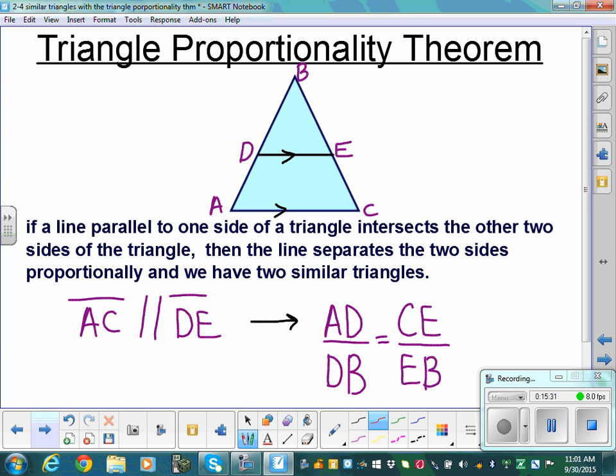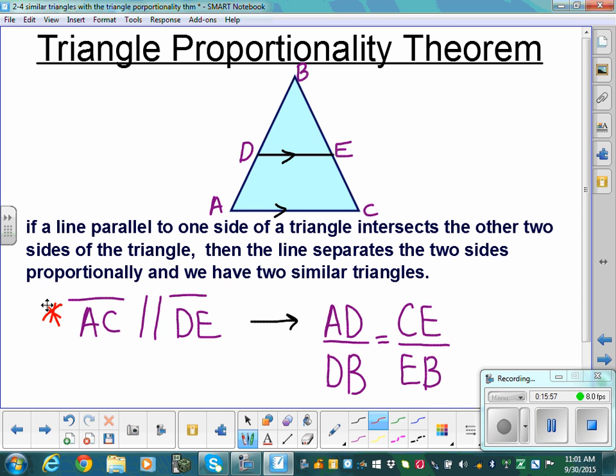Does that make sense? Only if those two lines are parallel can you assume that it's cutting those in proportionally. Now, the two similar triangles formed here are this little triangle right here and this large triangle right here. So those are our two similar triangles. Okay, so this is just what this says, but in more of a symbolic way.